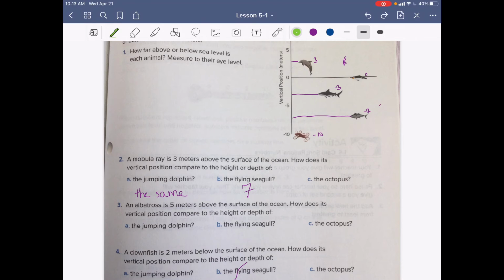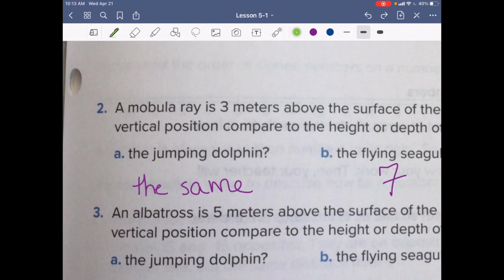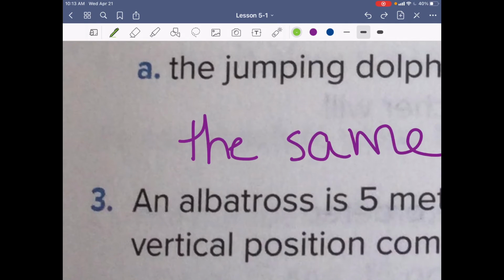All right. An albatross, and what an albatross is, it's like a seagull. So it's very much like a seagull. Might be better in a different color. They look very similar. It's just a bird on the ocean.